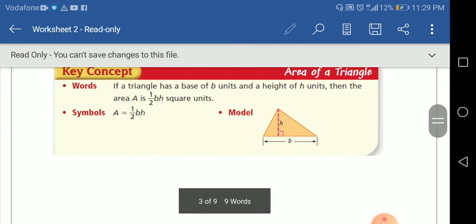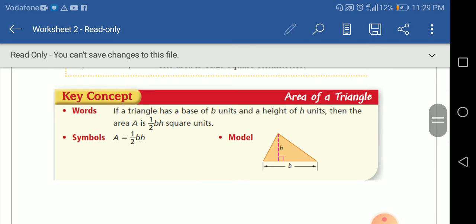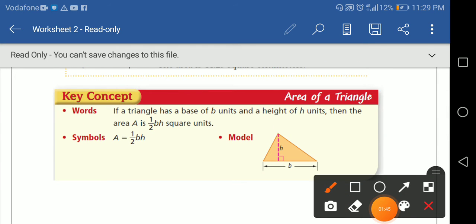What about the area of the triangle? The area of the triangle is half base times height. Okay, so half base times height, because, if you know, the triangle is half of the parallelogram. So we got here, this is the base I got, and this is what? This is the height. So half of the base times height.